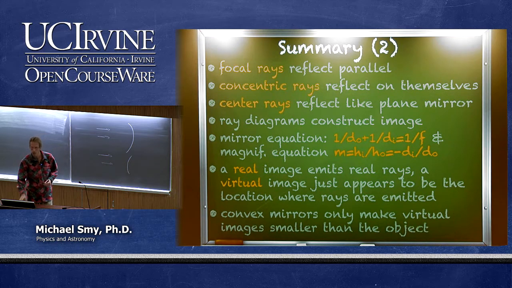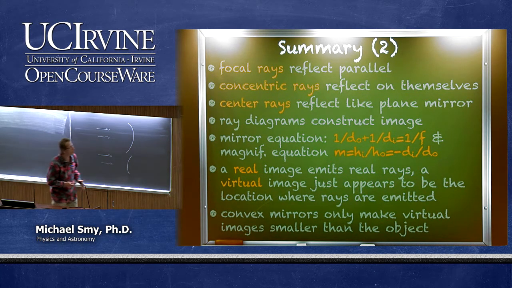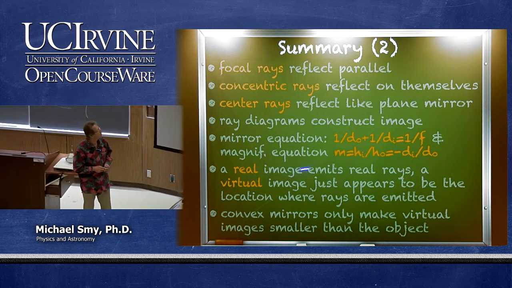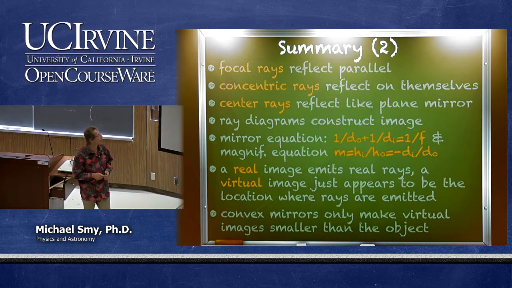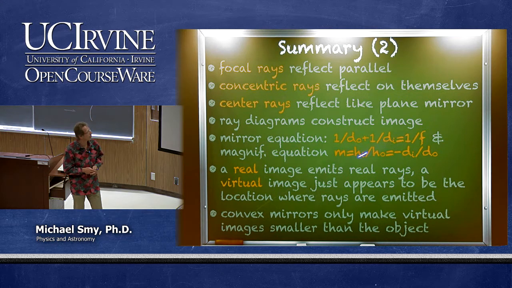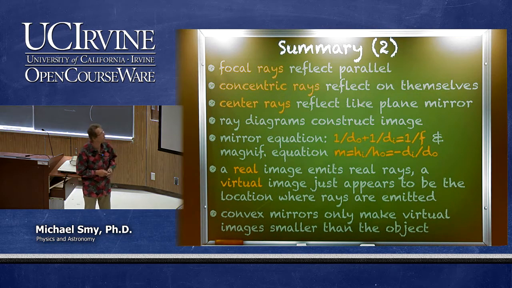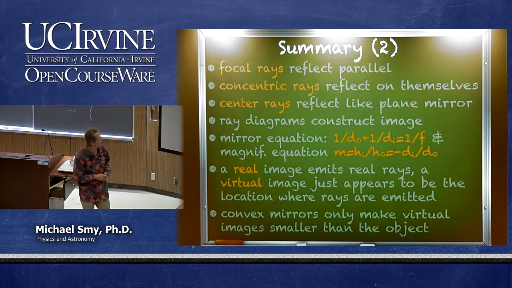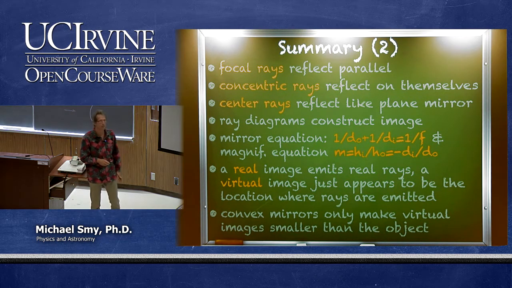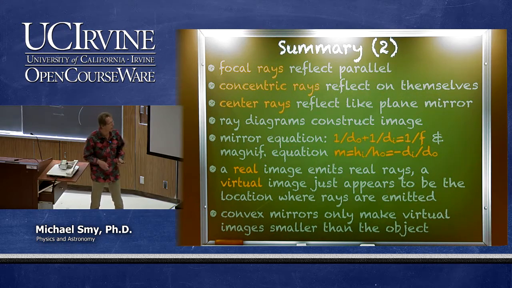And with the ray diagrams one can construct the image, or one can also use the mirror equation, which relates the object distance dO to the image distance di to the focal length. And once one has those distances, one can determine the magnification of the image with respect to the size of the object. So that is the size of the image, that is the size of the object. A real image emits real rays, and a virtual image just appears to be the location where rays are emitted, but no rays are actually coming from that point in space. Convex mirrors only make virtual images that are smaller than the object.